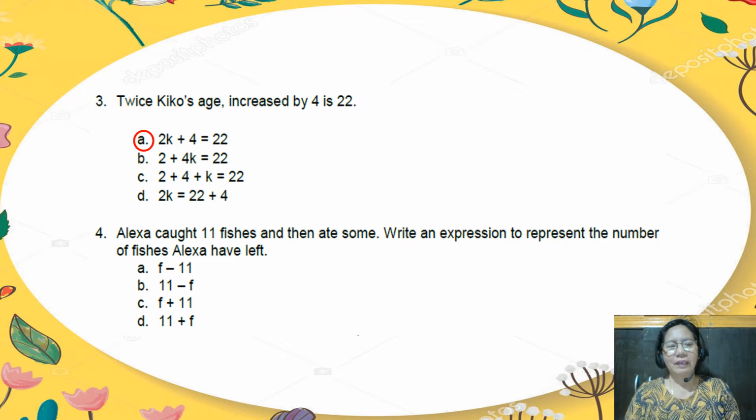Number 4, Alexa caught 11 fishes and then ate some. Write an expression to represent the number of fishes Alexa has left. Since Alexa has 11 fishes, subtracted by the number of fishes eaten by her, so it is 11 minus f. So that is equal to the number of fishes left.